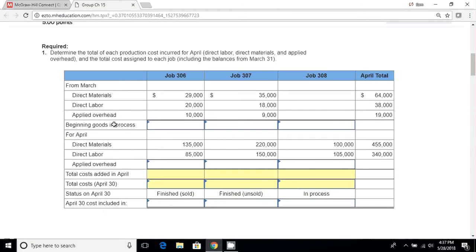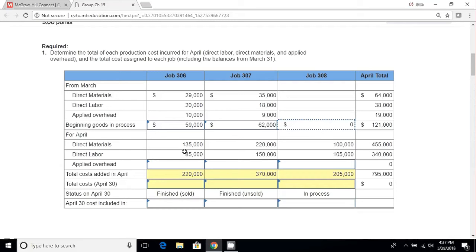So it's asking us for beginning goods in process. That's work in process. It means the same thing, right? They're synonymous, goods in process and work in process. So what are they asking for? Well, I think they're just asking us to add this up. 29, 20, and 10 is going to be 59,000. And then if we did 35, 18 plus 9, we're going to have 62,000. And of course, job 308 had nothing in March. So that one was pretty simple.